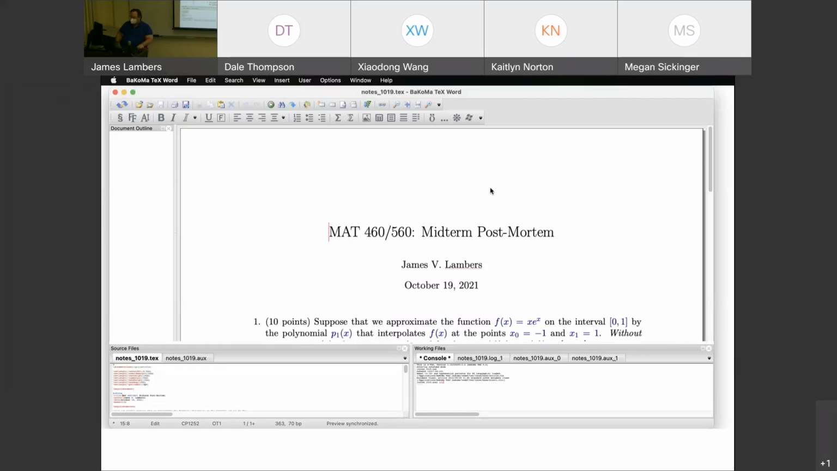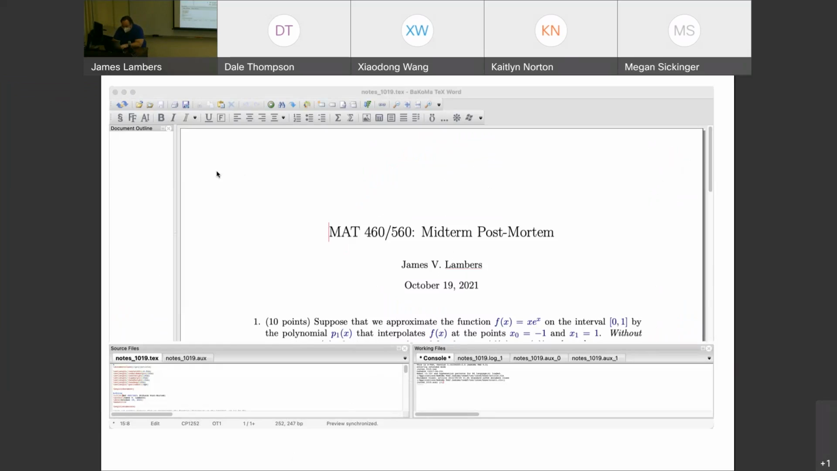Okay, so today our plan is just to go over the midterm. I'm trying to recall, I think I computed the averages. Well, you can see the average for the entire class.